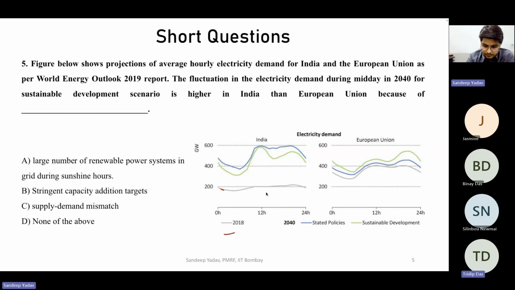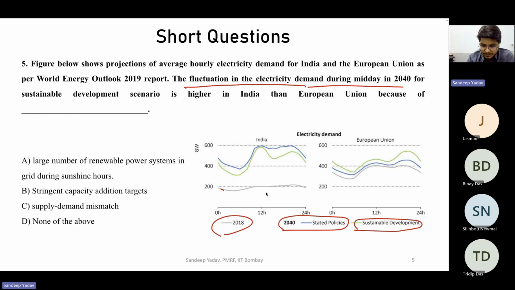This one, and blue line shows the 2040 stated policies. Green one shows the sustainable development. So it's asking the fluctuation in the electricity demand of midday in 2040 for sustainable development is higher in India. If you can see here, sustainable development is higher in India 2040 than the European Union because of a large number of renewable power systems in the grid during the sunshine hour, stringent capacity addition targets, supply demand mismatch, or none of the above.